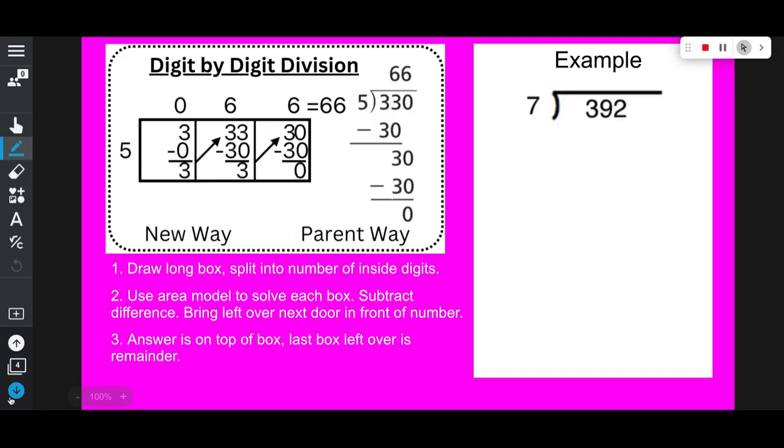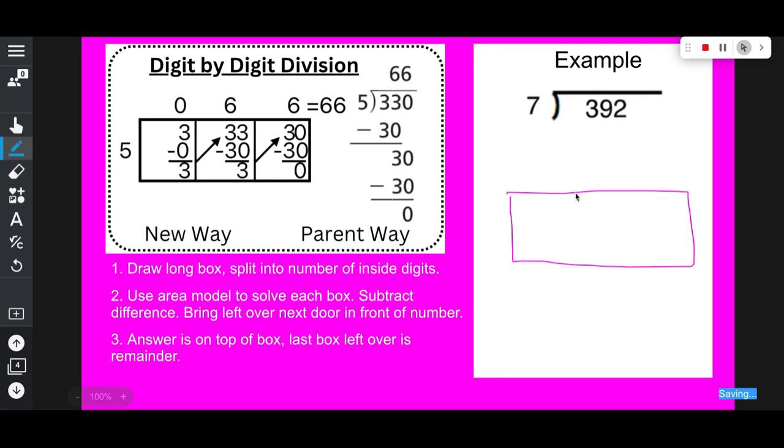All right, our next step here is to learn some different methods. So the one that I was just showing you was called digit by digit long division. That is the way that your parents probably learned it. And it's not a wrong method, but we found that the new way, putting it in horizontal boxes across, helps keep it more organized, and you can do the method the same way. So I'm going to show you how to do this new method. And if you need any extra help, your parents are probably going to be showing you that parent method more often.